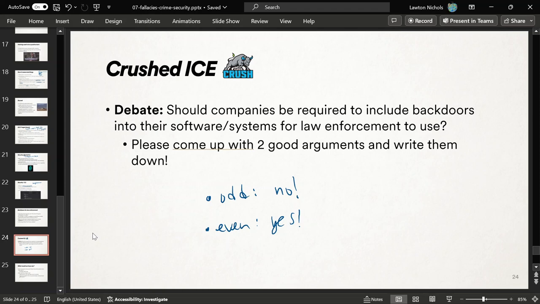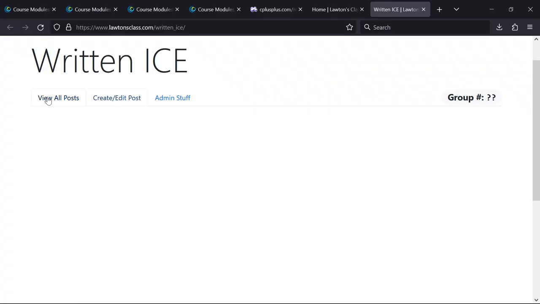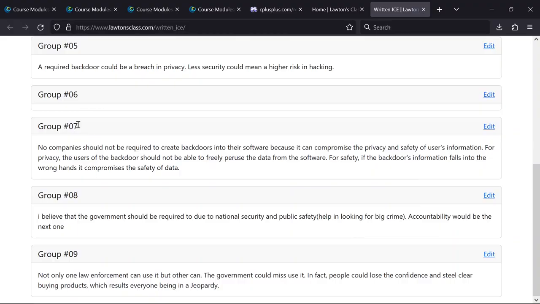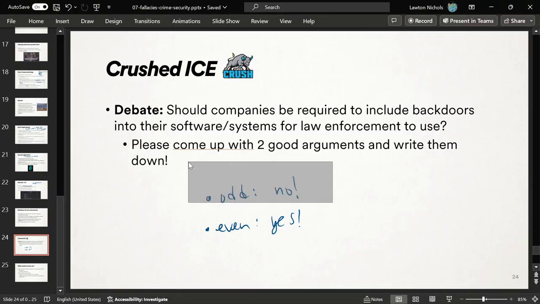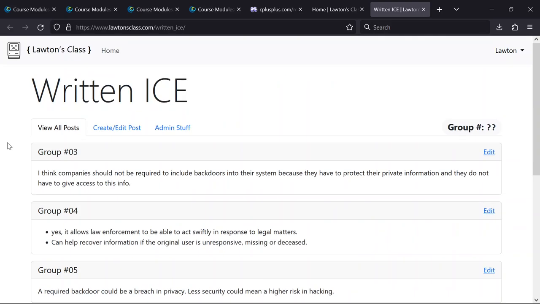All right. I hope that was enough time to discuss and come up with some good ideas. In either case, there are arguments for either way. Let's see what we're thinking. Nice. So let's look at the odd groups first, I guess, because that's the one I first wrote down. So why is it a bad thing to have backdoors? Why could it be a bad thing?